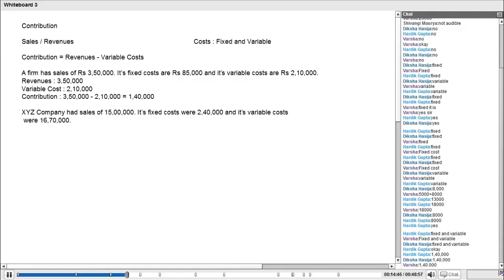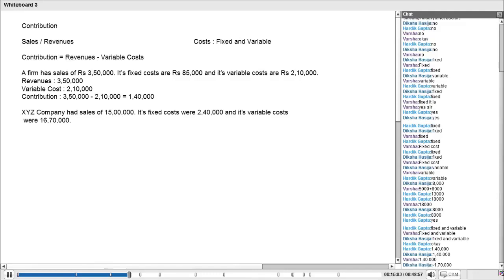Company XYZ had sales of rupees 15 lakhs. Its fixed costs were 2,40,000 and its variable costs were 16,70,000. So what would be the contribution in this case? Can you tell me what would be the contribution in this case? Varsha, Hardik, can you tell me what is the contribution? Can contribution be negative? Let's try and understand it.